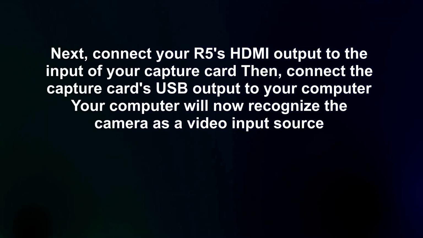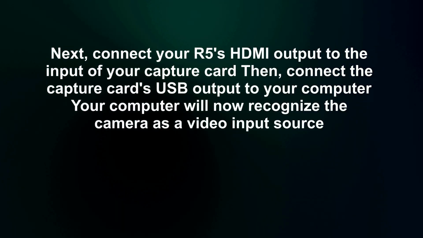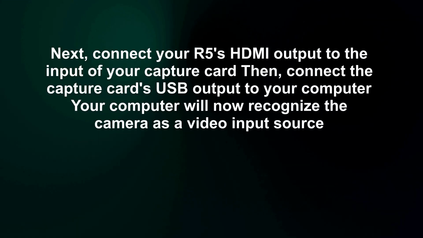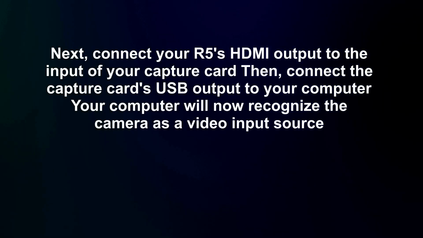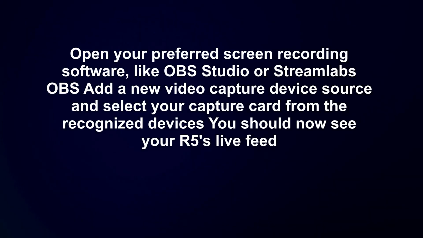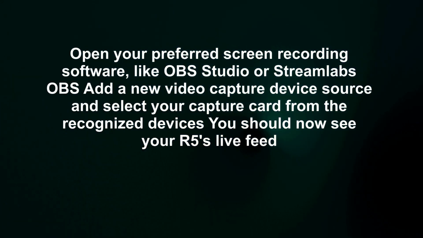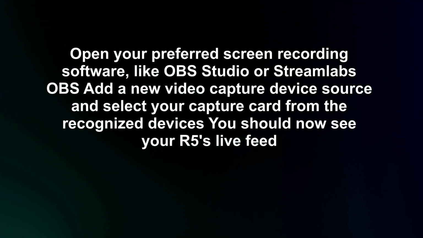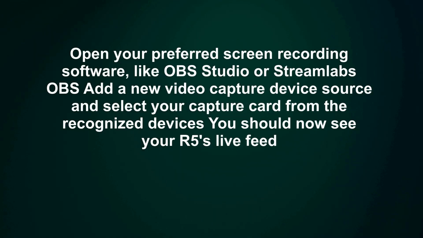Next, connect your R5's HDMI output to the input of your capture card. Then, connect the capture card's USB output to your computer. Your computer will now recognize the camera as a video input source. Open your preferred screen recording software, like OBS Studio or Streamlabs OBS. Add a new video capture device source and select your capture card from the recognized devices. You should now see your R5's live feed.